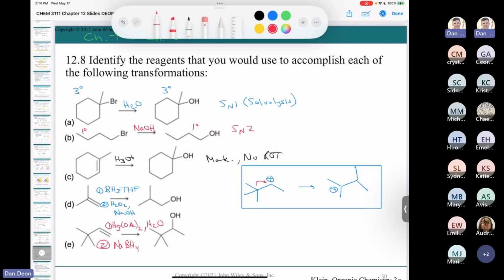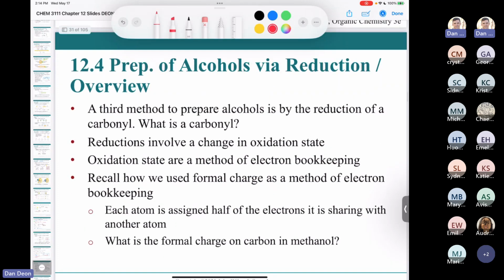Oxymercuration demercuration. So we want to avoid methyl shift, right? So that's why we use these conditions. Okay, now we're going to get into reduction. So reduction of a carbonyl. So how do we reduce a carbonyl? So let's get into that in detail.